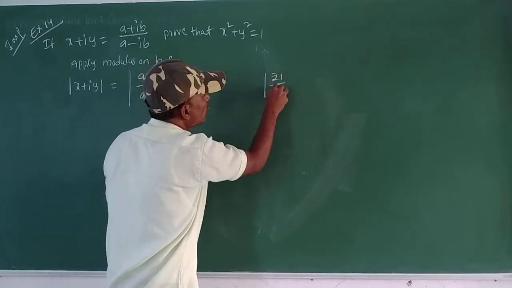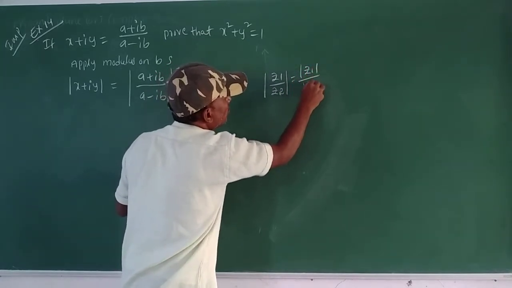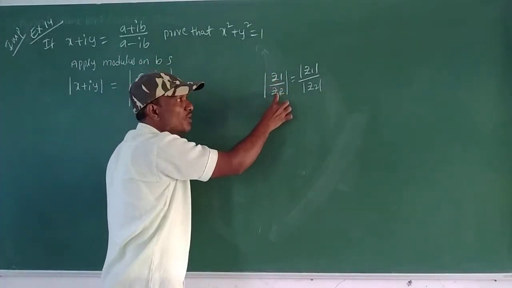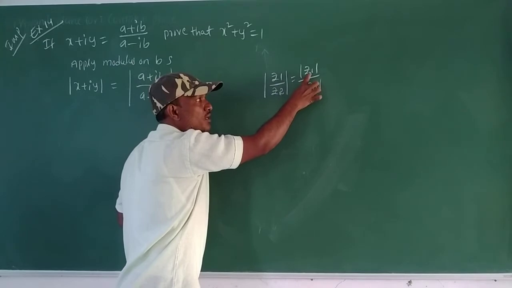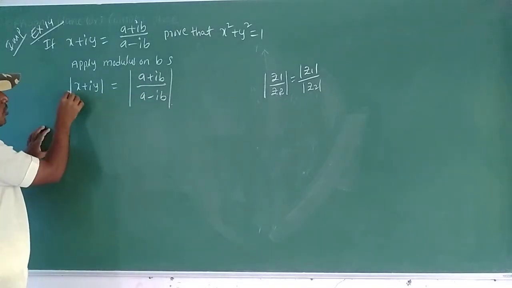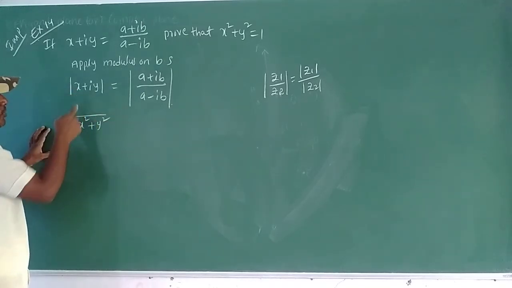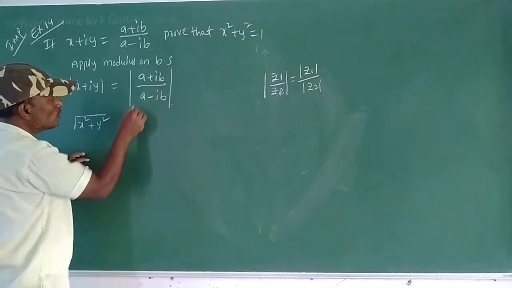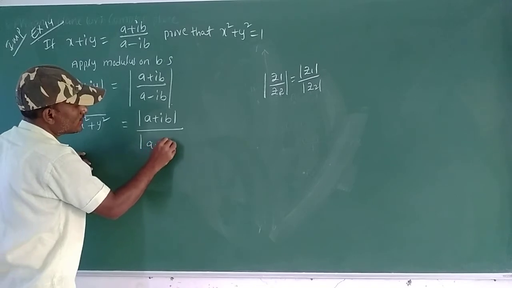One property: modulus of z1 by z2 equals modulus of z1 by modulus of z2. This is modulus of the first complex number by the second complex number, equal to modulus of the first complex number divided by modulus of the second complex number. This is the same as this. Modulus of x plus iy equals under root of x square plus y square, real part square plus imaginary part coefficient square. That equals modulus of a plus ib by modulus of a minus ib.